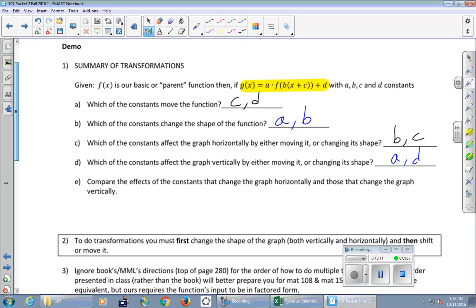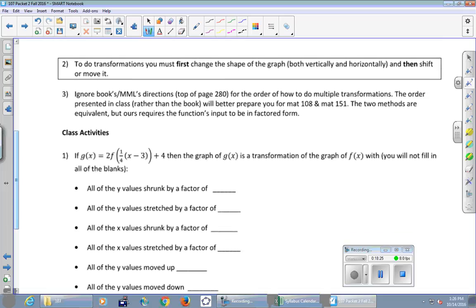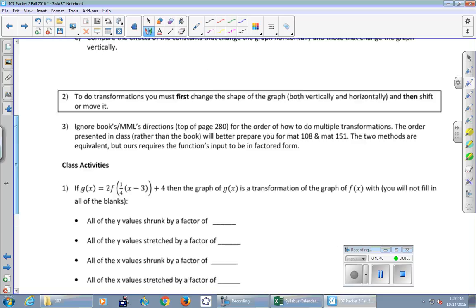And there's only one correct final graph, given that we're trying to graph this thing in yellow. So we've got to get the order right. And this thing in the box is telling you what the order is. Do all the shape changers before you do any of the shifting. Okay, and then one final word of caution here. It says ignore the books and also MyMathLab's directions. They're on the top of page 280 for the order of how to do multiple transformations. What we want is the thing that's up here in the box. Those are the directions we're going to follow.